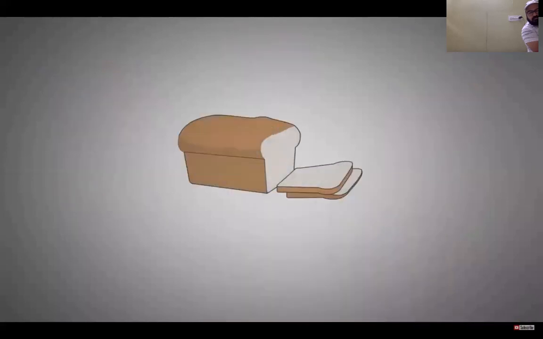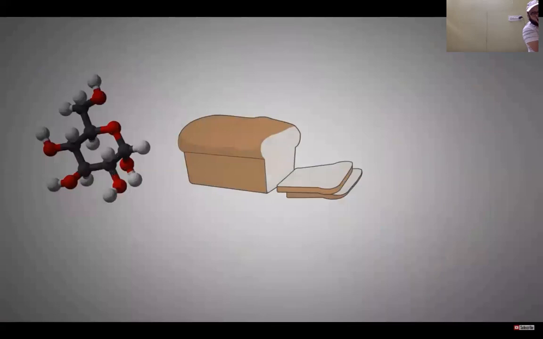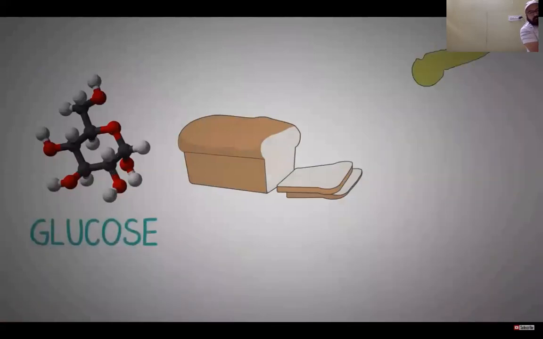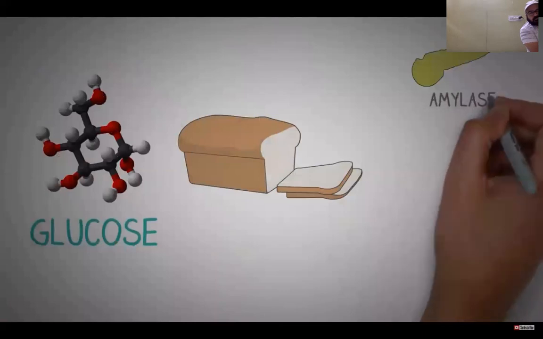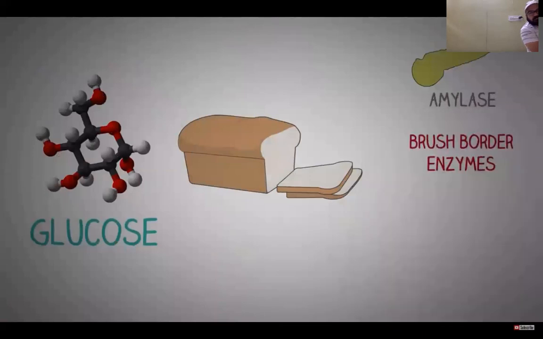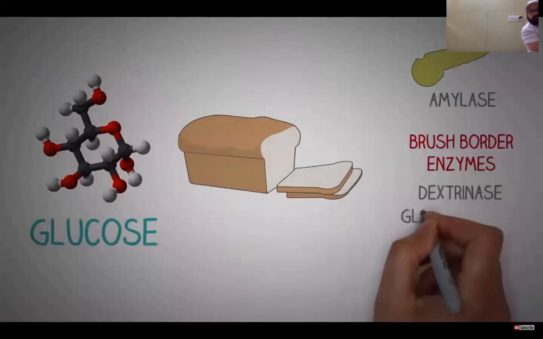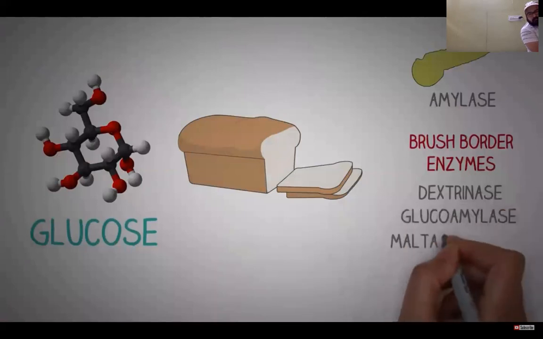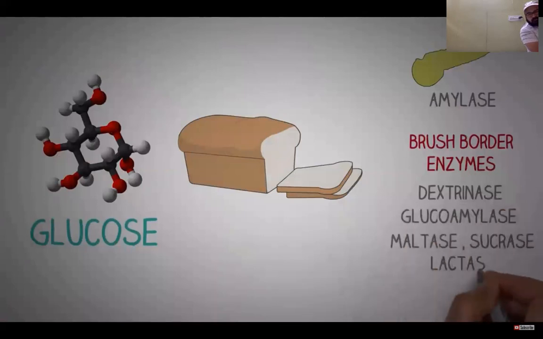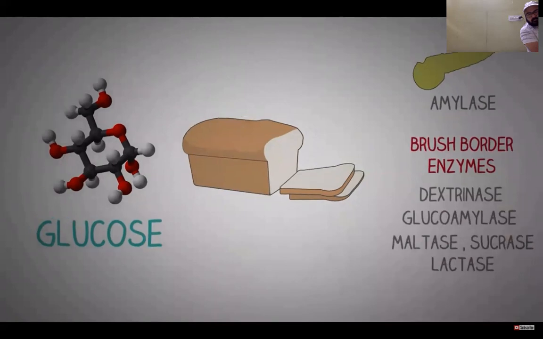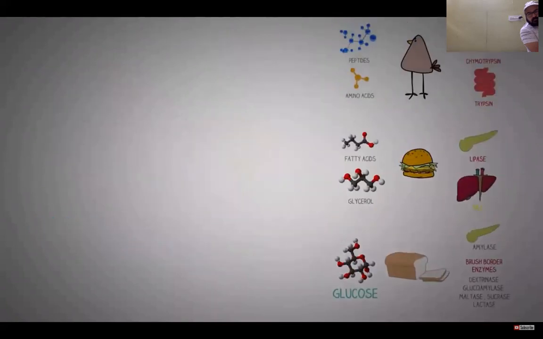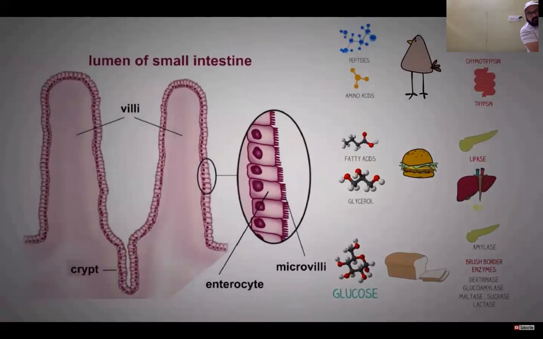The main enzymes that digest carbohydrates are amylase from the pancreas, which convert complex carbohydrates into simple ones, and also enzymes from the small intestinal wall, which are known as brush border enzymes. These enzymes include dextrinase, glucoamylase, maltase, sucrase, and lactase. So all of these complex foods are broken down into simple molecules which are easy to absorb.